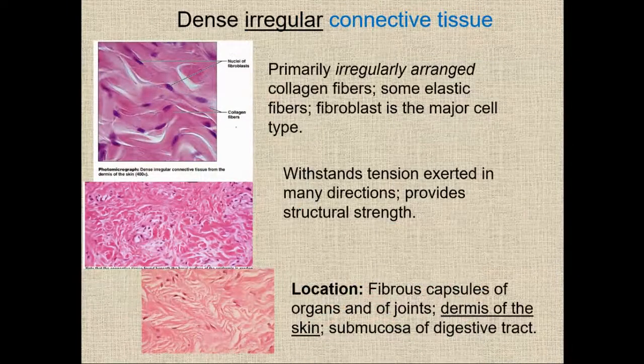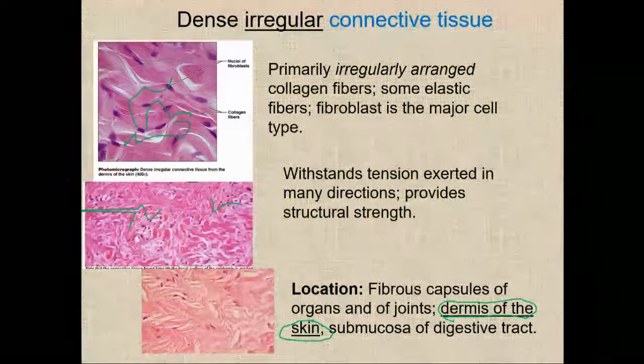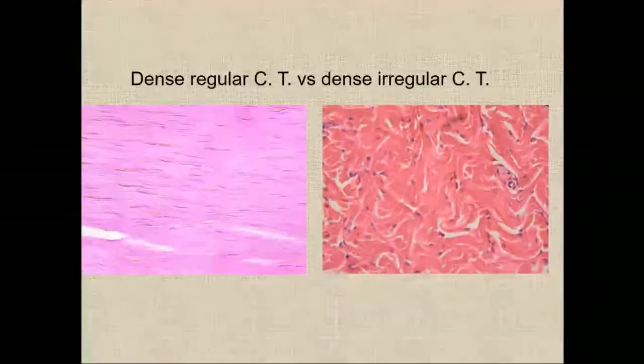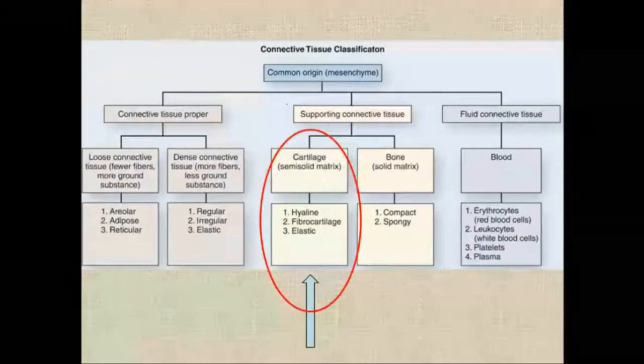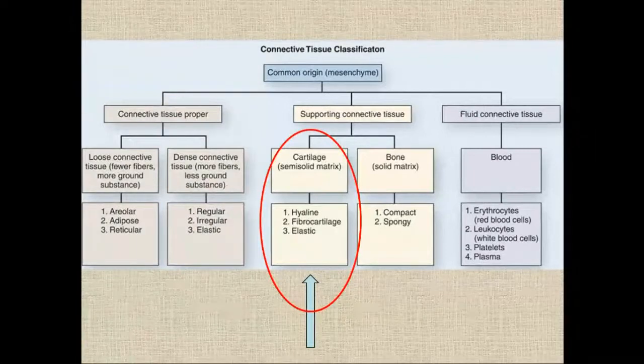The dense irregular one is found mainly in the dermis of the skin. I'm telling you it here, and when we talk about skin, I'm going to tell you again. It's the same thing. If you learn it now, you know it already when you study skin. So these are irregularly arranged fibers. It's the same thing as the regular one, but the fibers are irregularly disposed, like your tagliatelle. All right, so dense regular versus irregular. As I told you, I'm going to kind of skip.